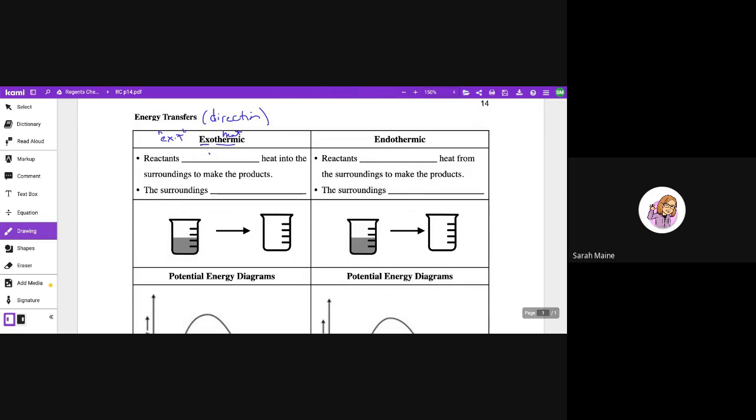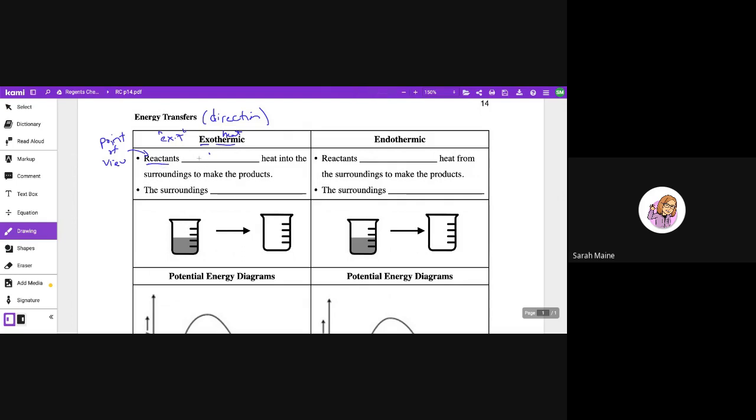So the big thing is learning our point of view. Which material is our point of view? So the material that we are monitoring and most interested in, we refer to as the reactant. So the reactant, this is our point of view. Our material of interest, we call it the reactants. And so the heat leaves our reactants.